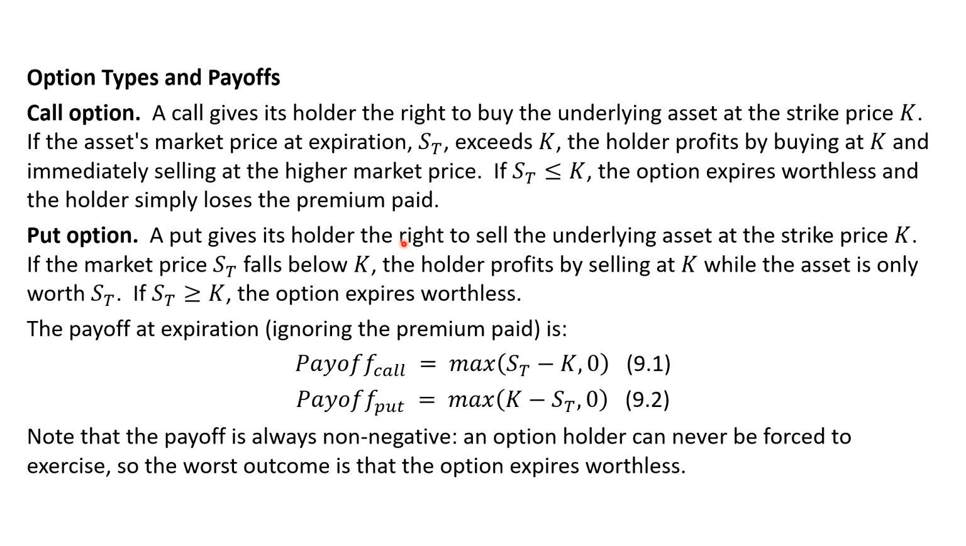A put gives its holder the right to sell the underlying asset at the strike price K. So the conditions are kind of reversed here. If the market price S sub T falls below K at the expiration time, the holder profits by selling at K, which is higher than the current market price, while the asset is only worth S sub T.